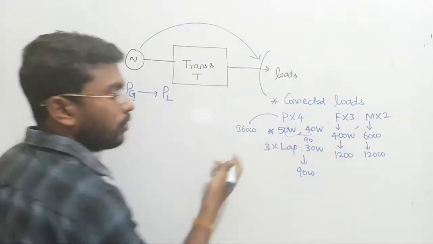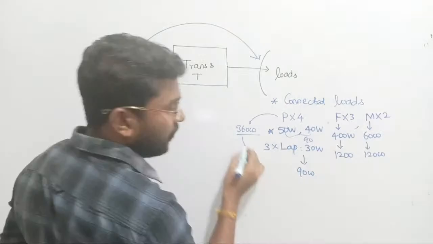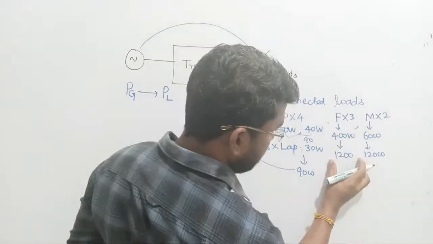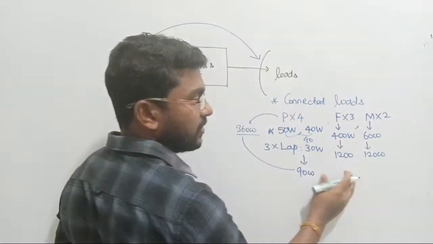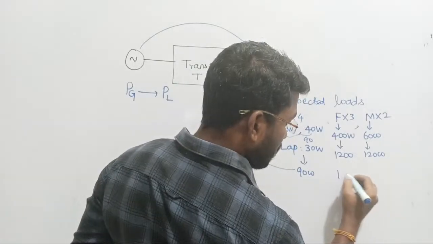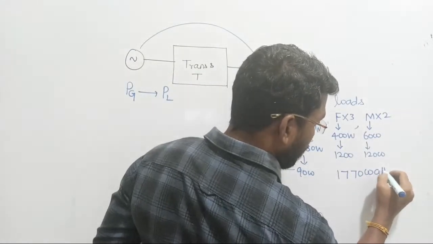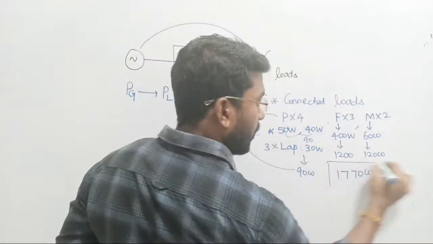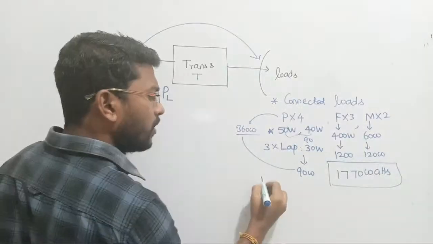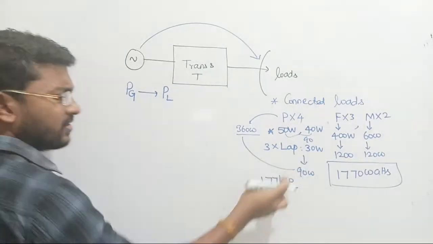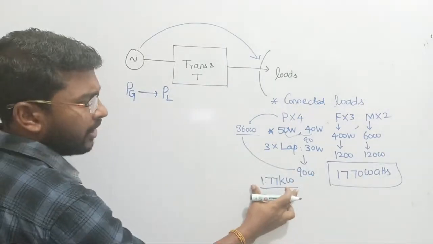Total power: we simply add 360 with the 50 for 90, that becomes 450. Then 450 plus 1200 is 1650, next 1650 in the sense 1770 watts. That is the total demand, so from my home I am demanding 1770 watts. Simply I can say 1.77 kilowatts, correct? That is in watts, I am writing it in kilowatts. That is the total demand of our home.